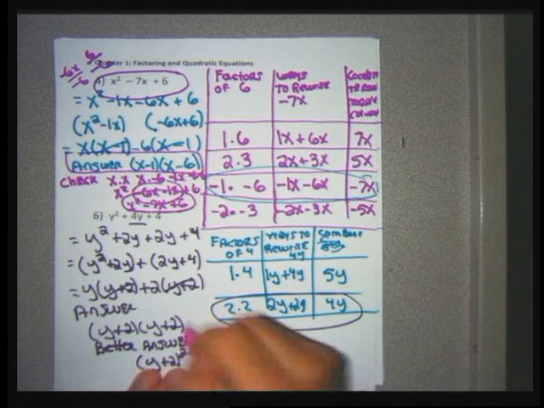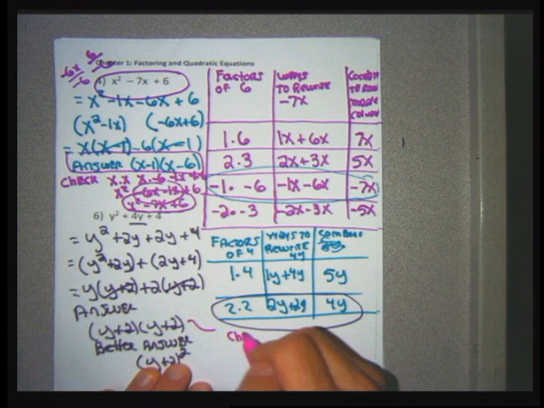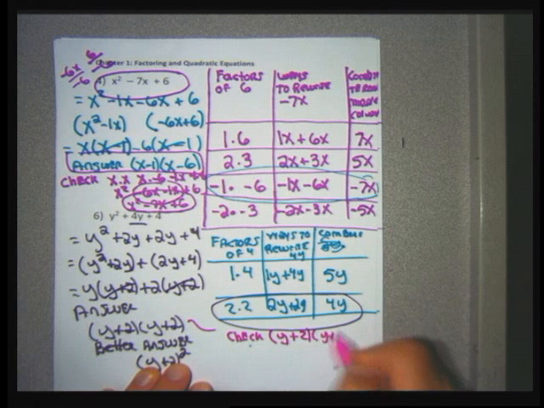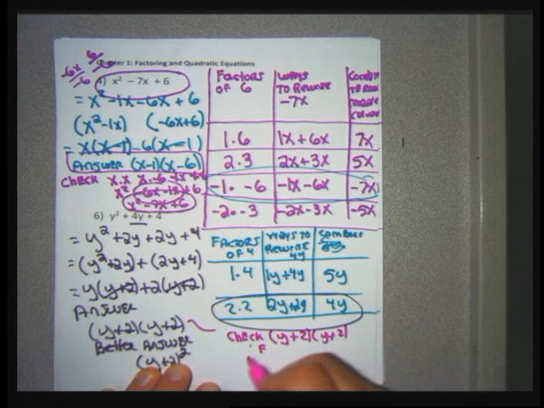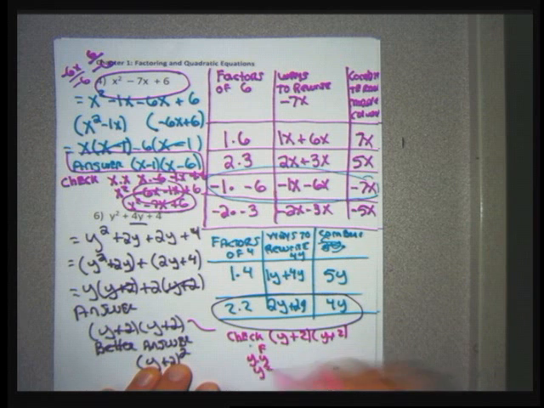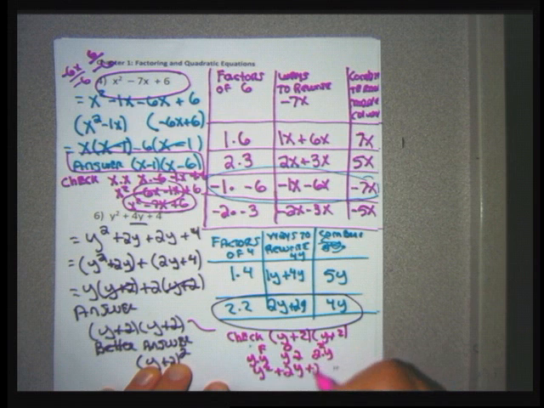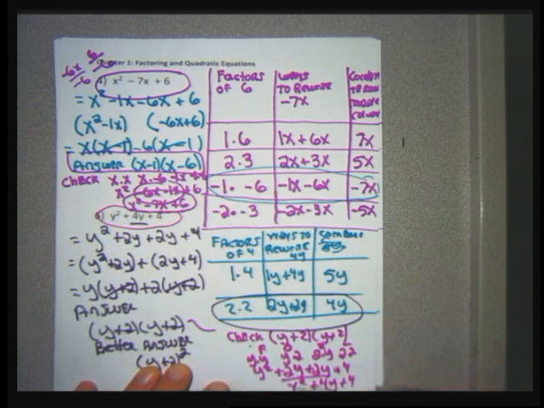And if I want to check this, I'd probably FOIL this, because that's easier to FOIL for me. So I'm going to check by FOILing. My firsts are y times y, which is y squared. My outers are y times 2, which is a positive 2y. My inners are 2 times y, which is another positive 2y. My lasts are 2 times 2, which is a plus 4. I'm going to combine the outers and the inners and leave the rest of it the same and get y squared plus 4y plus 4, because that's exactly the same as the original problem.